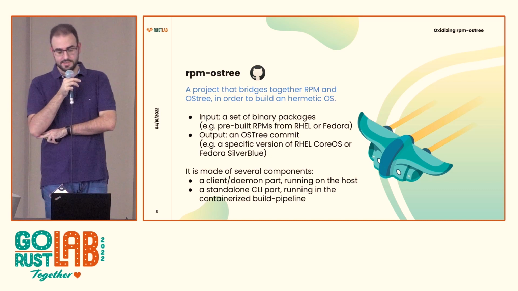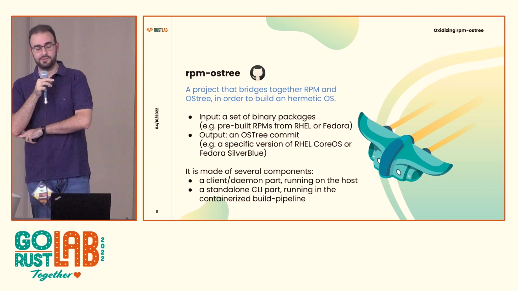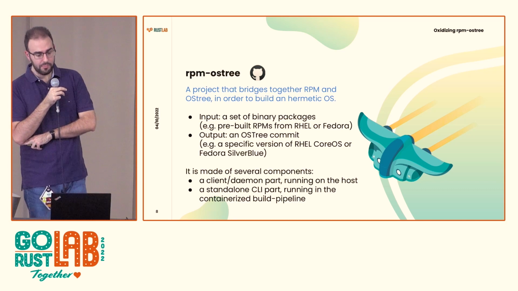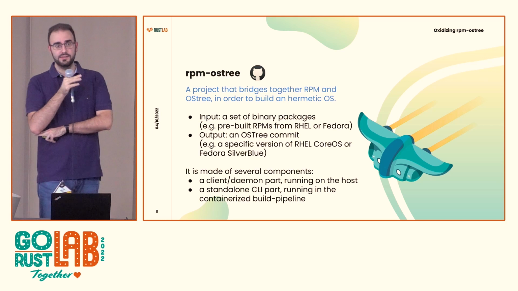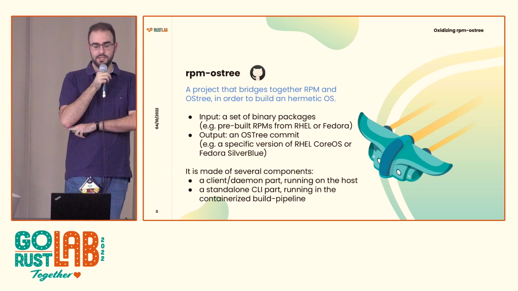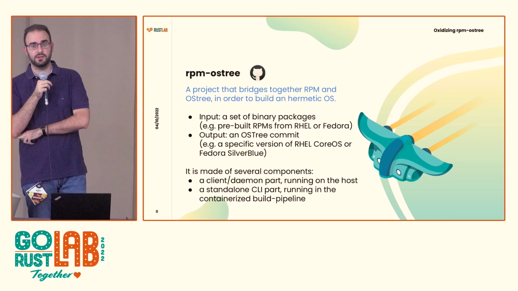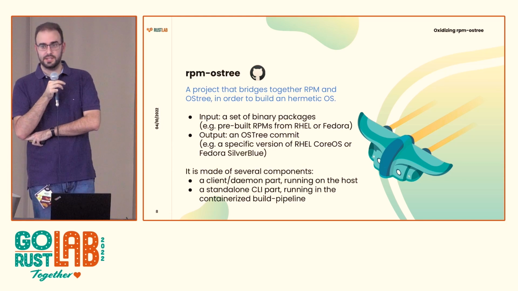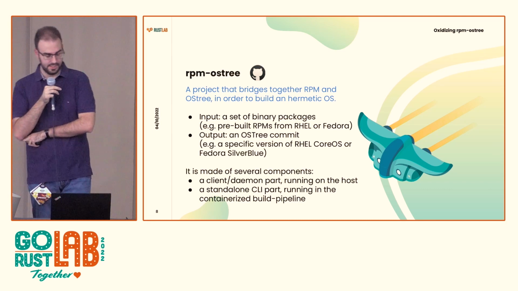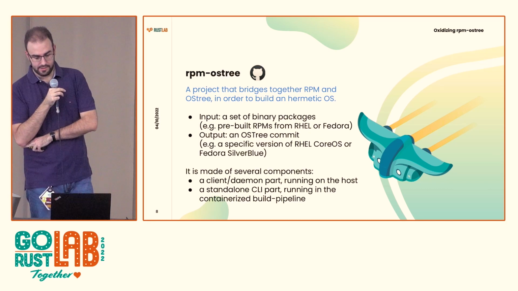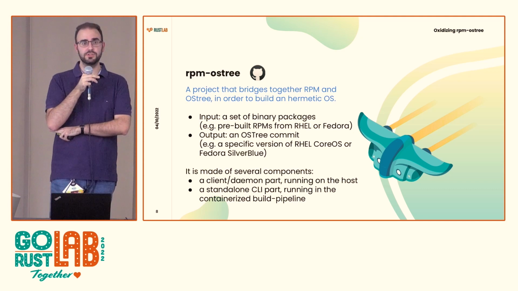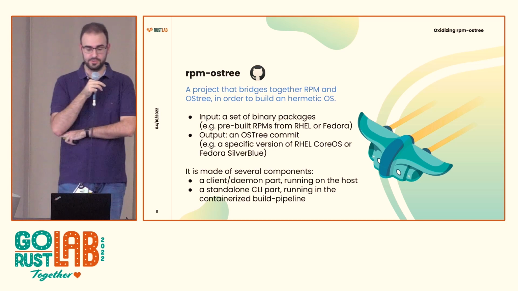RPM-ostree itself is made of several components. It's a fairly large and complex project. On one side, there is a client-daemon part, which is what you actually get running on your own machine. That's where you can use the command line to say, okay, I want to pull this version, I want to reboot into this version, or I want to roll back into the previous version.